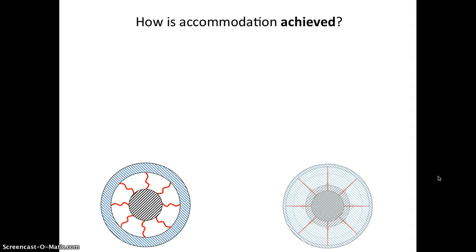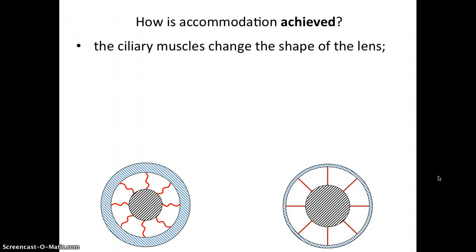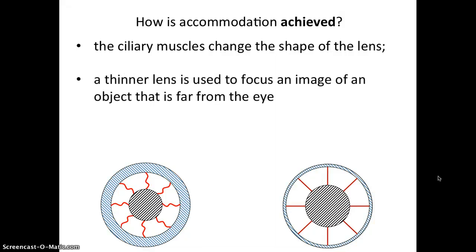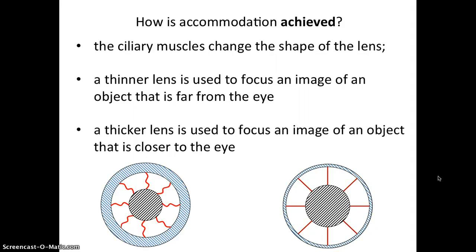Accommodation is achieved by having the ciliary muscles change the shape of the lens. And again, like we said before, if they ask this question, you'd want to mention that a thinner lens is used to focus an image of an object that's far away from the eye. A thicker lens would be used to focus an image of an object that's close to the eye.